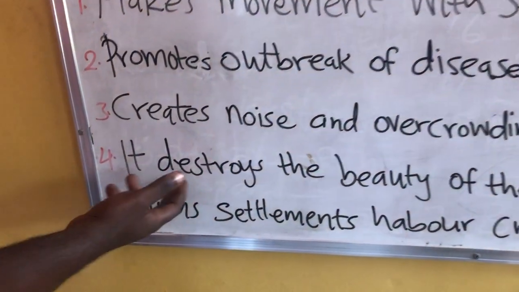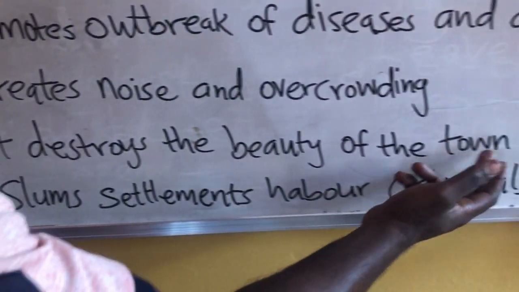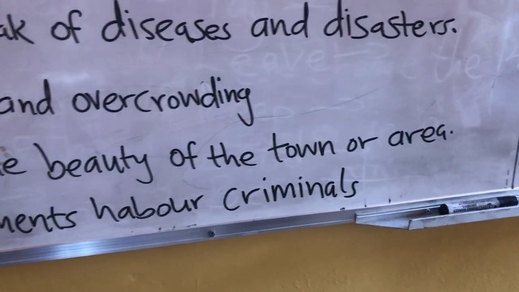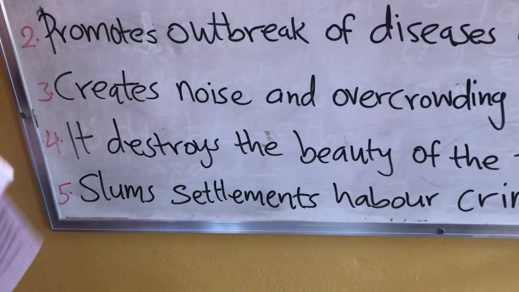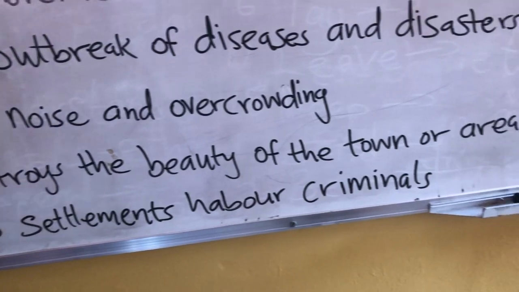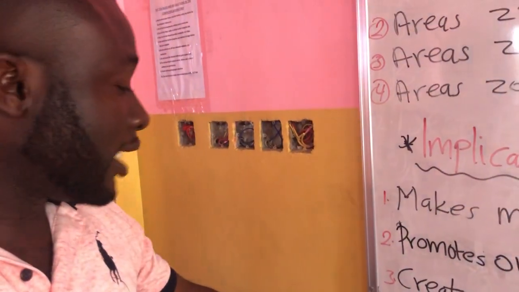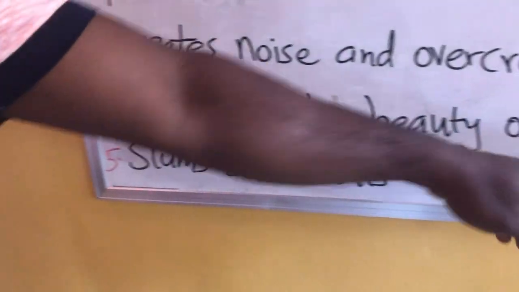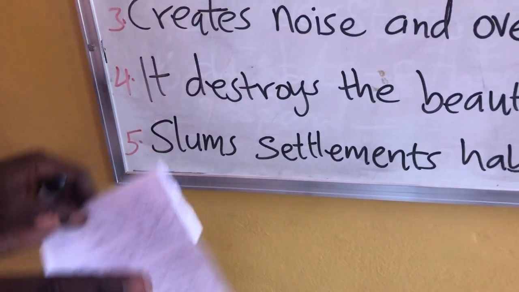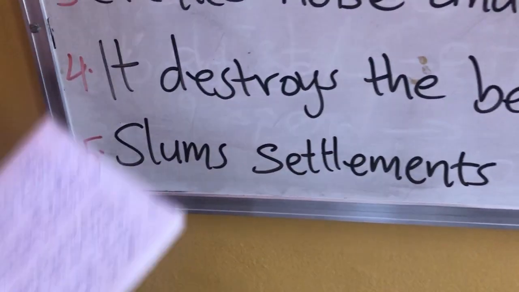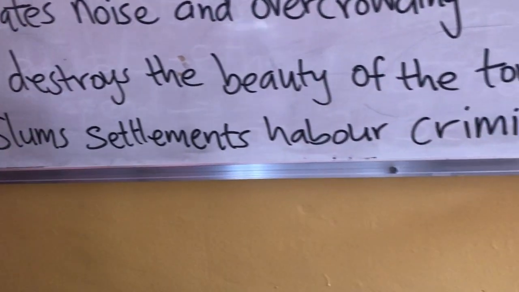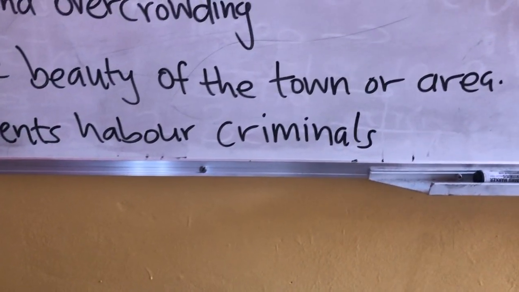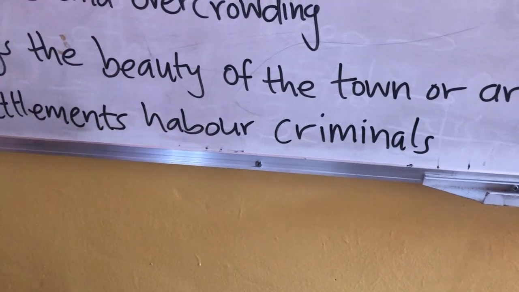Now the fourth one is it destroys the beauty of the town or the area. When you visit any badly laid out settlement, you realize that the place is not nice at all, and it's a place that you will never like to be, because it's not attractive. It's also a place for harboring criminals. Any place that is not well laid, criminals go out, commit crimes, and then go and hide, because they know that the place is not well planned. So it's a harbor for criminals.